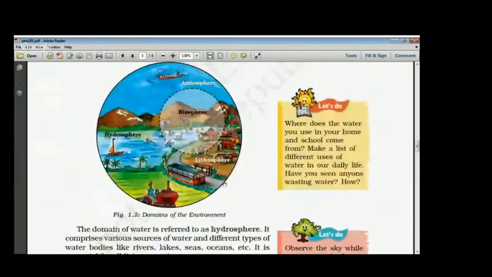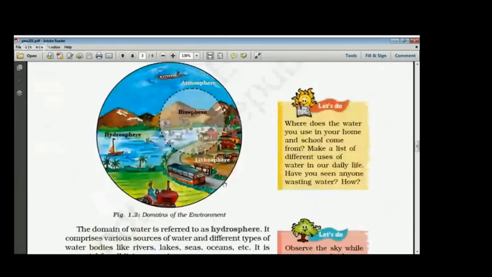We did it last year also, children. You can see very clearly it has got hydrosphere, atmosphere, lithosphere, and this zone of interaction of all these three spheres is the biosphere. It is indicated by a circle inside this.